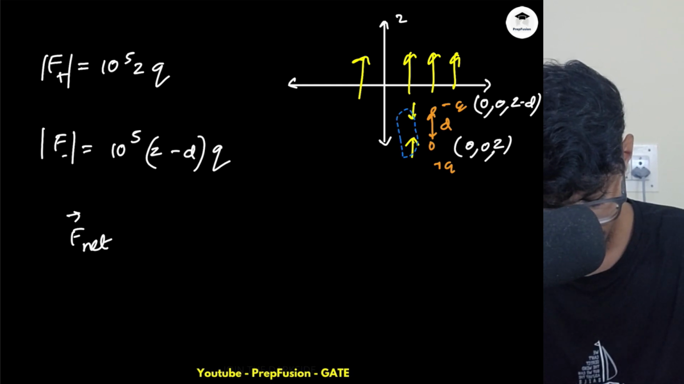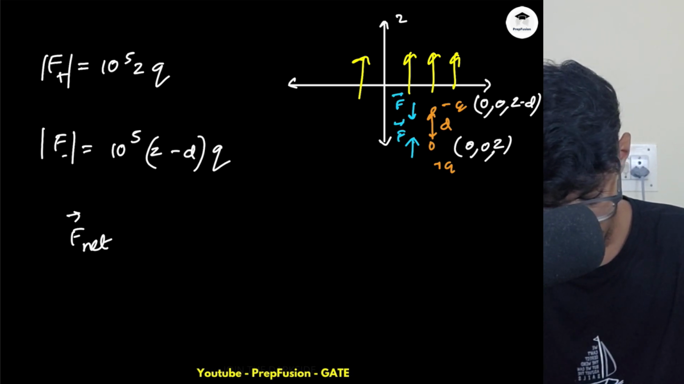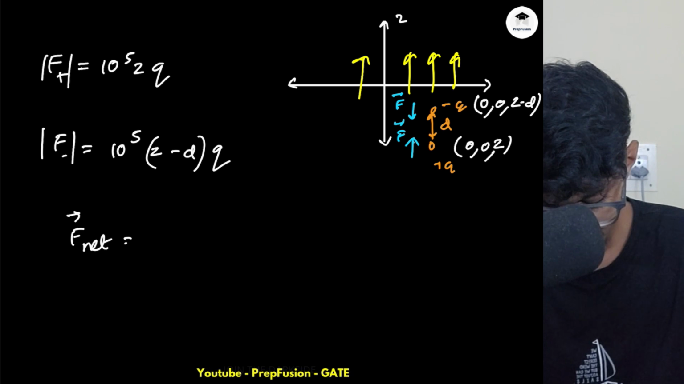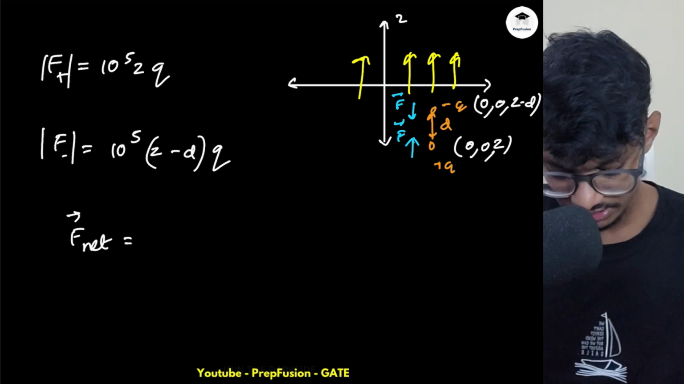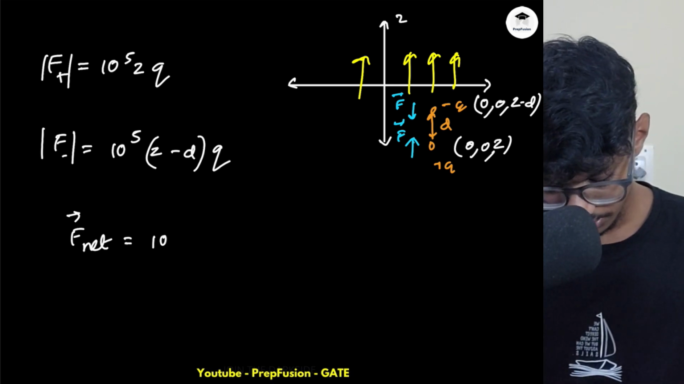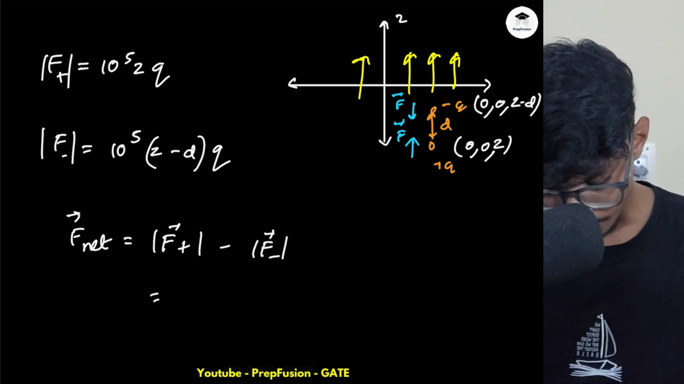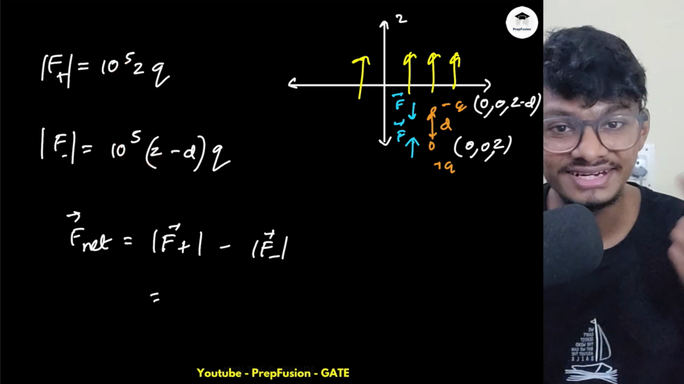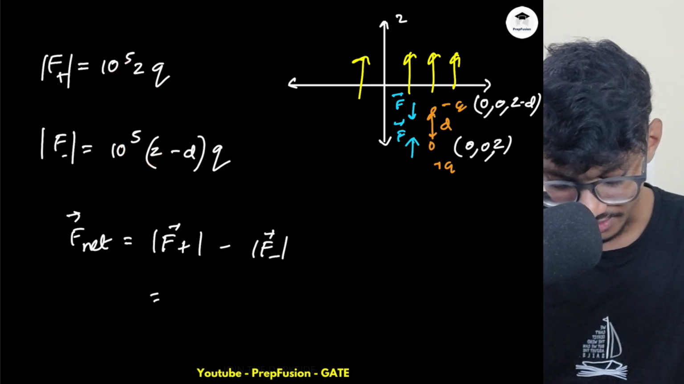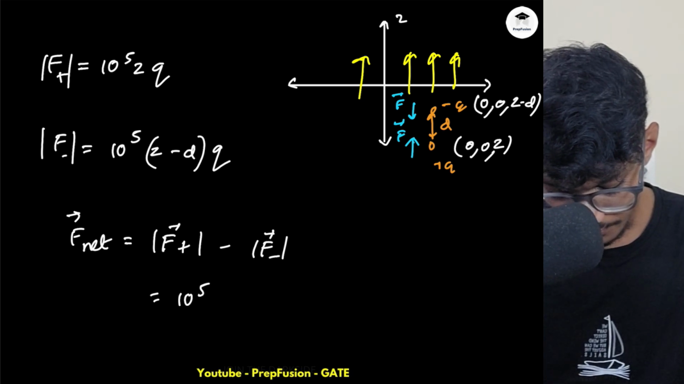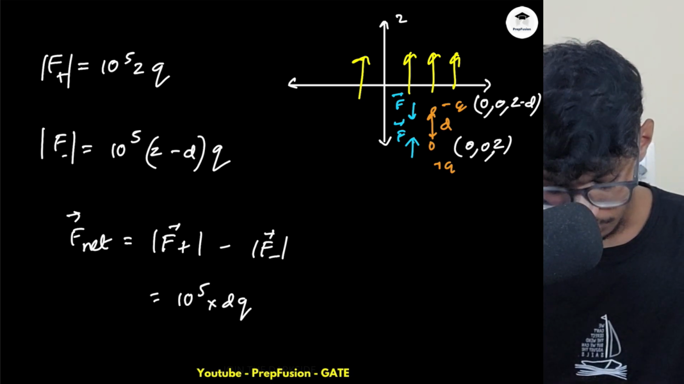This will be the direction of the forces. So what I can say is, if I have to subtract the forces, correct? So it will be F plus, I will assume positive z direction, F plus minus F minus. So z, the unknown thing, gets cancelled. So it becomes very simple. This becomes 10 raised to power 5 into d into q.